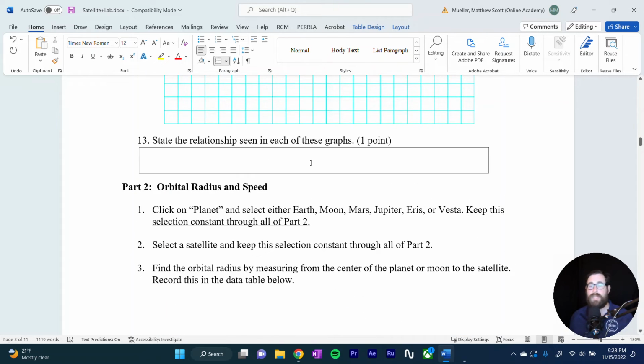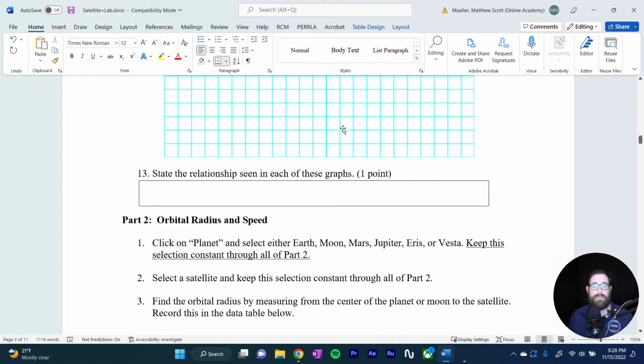Okay. And then they're going to ask you to state the relationship. So what do you observe? Okay. Is it linear? Is it exponential? Does it change by a quadratic or something like a square term? What is the pattern you see? Do they look the same? Is one inverse? So you're just looking for a comparison. What relationship do you see between the graphs?